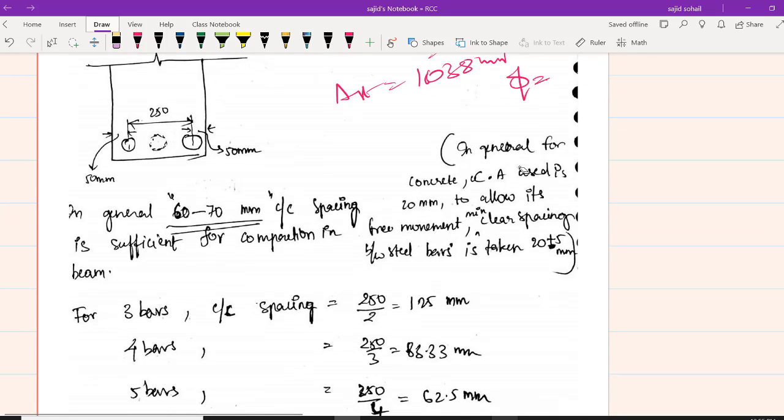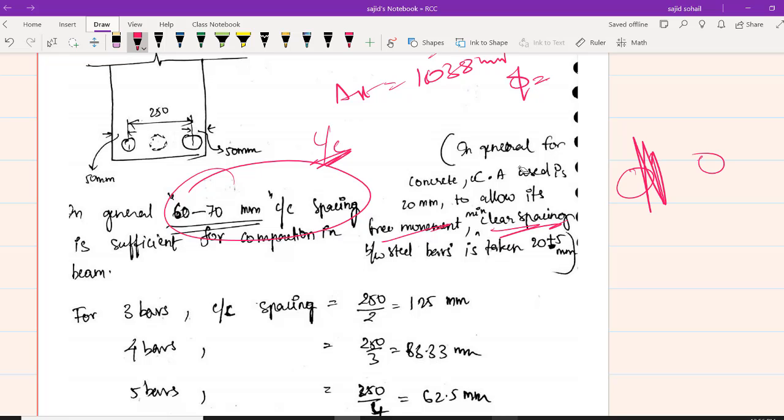So I have given the theory also. Please read it. In general, how much clear, center to center, C by C means center to center spacing. So if you have one bar, this is the center, second bar center, so this distance is called C by C. Okay, so in general 60 to 70 mm C by C spacing is sufficient for compaction and for free movement. And what is the minimum clear spacing? If you have two bars, this will be your clear spacing, the gap between these two bars. So that should not be less than 25 mm if you are taking 20 mm coarse aggregates concrete.